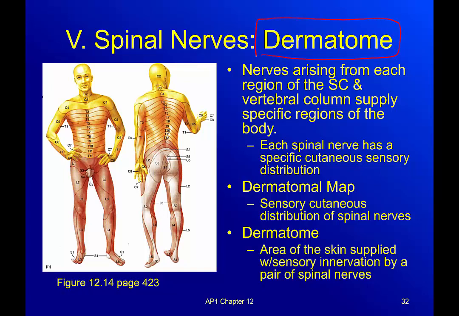Remember that your spinal nerves all carry sensory information. Remember that it's got that entrance from the back, from the posterior root. So nerves arising from each region of the spinal cord and the vertebral column supply really specific regions on your body. Each spinal nerve has a specific cutaneous sensory distribution. In other words, each spinal nerve, C1, C2, C3, C4, C5, each one is in charge of a specific section of your body. This picture is a dermatomal map.